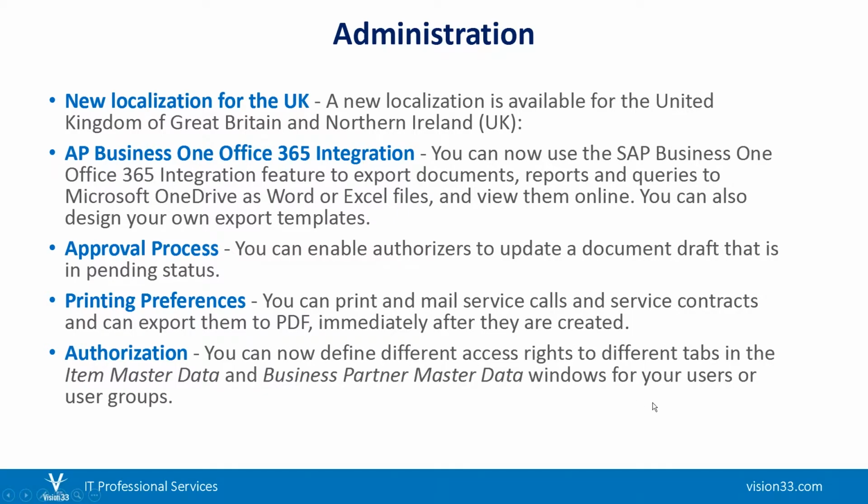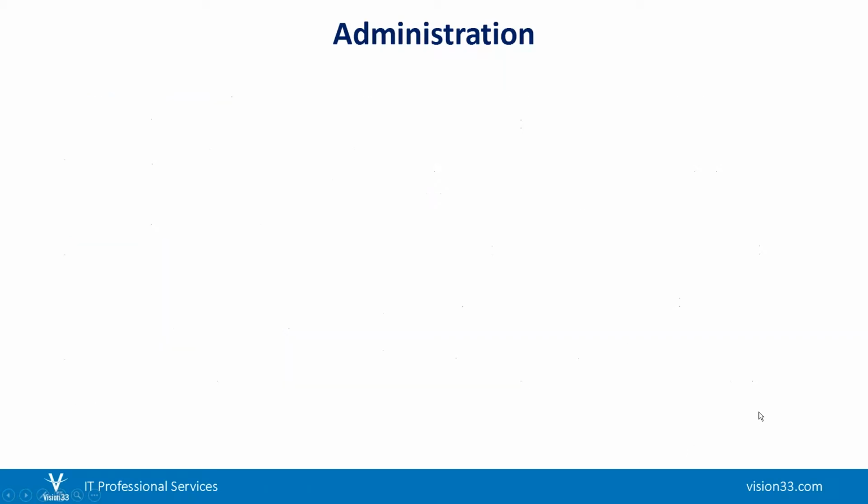And under authorizations, you can now define different access rights to different tabs in the item master data and business partner master data windows for your users or user groups. So for years, people have wanted to keep everyone away from the terms code, for instance. And now you can, because it's on a separate tab than other things, right? And so that'll give you much more flexibility under authorizations.